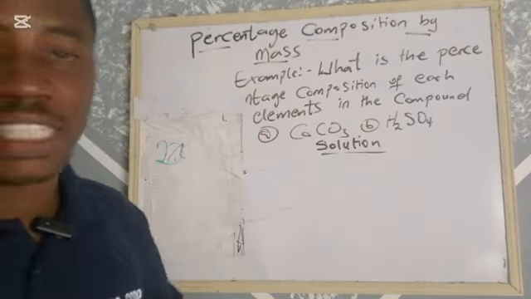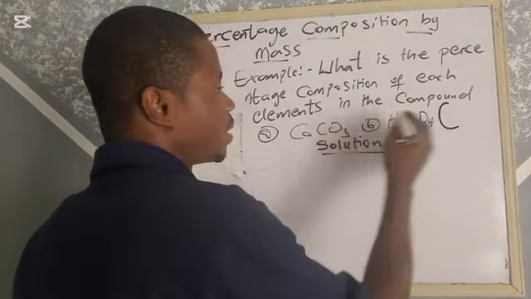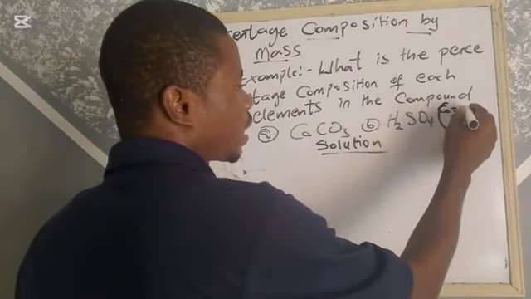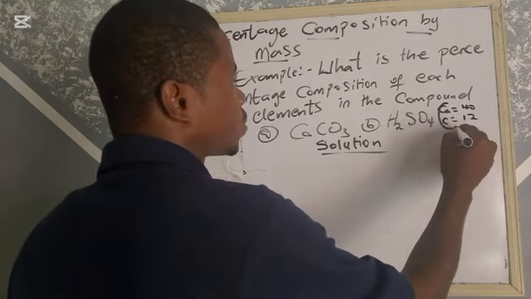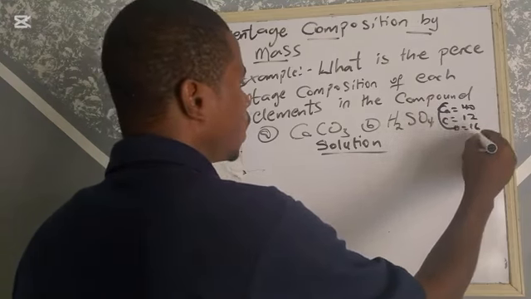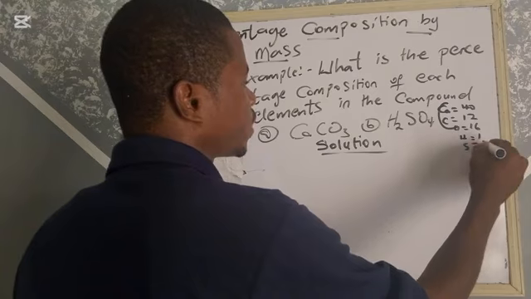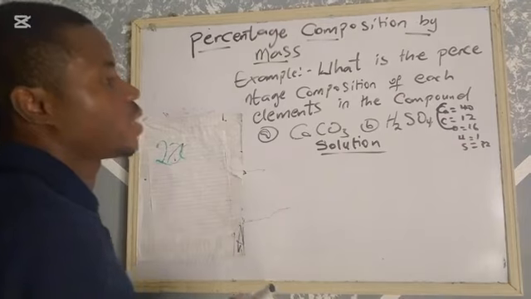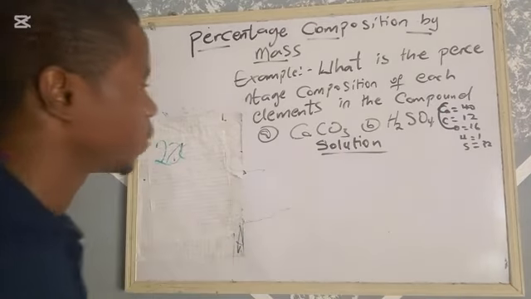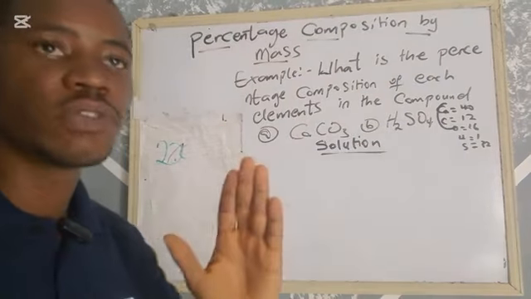Remember, if you have questions like this, they will always give you the relative atomic mass of each of these elements in brackets. So they'll tell you calcium is 40, carbon is 12, oxygen is always 16, hydrogen is 1, sulfur is 32, and oxygen is 16. So these are what we need to deal with this question.